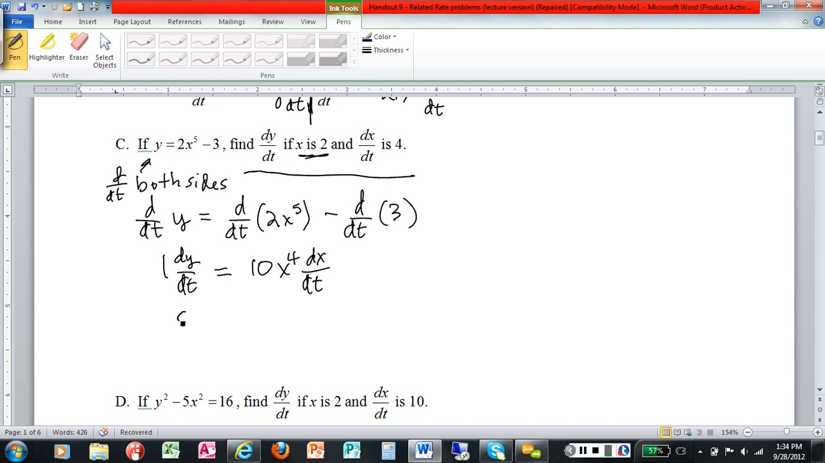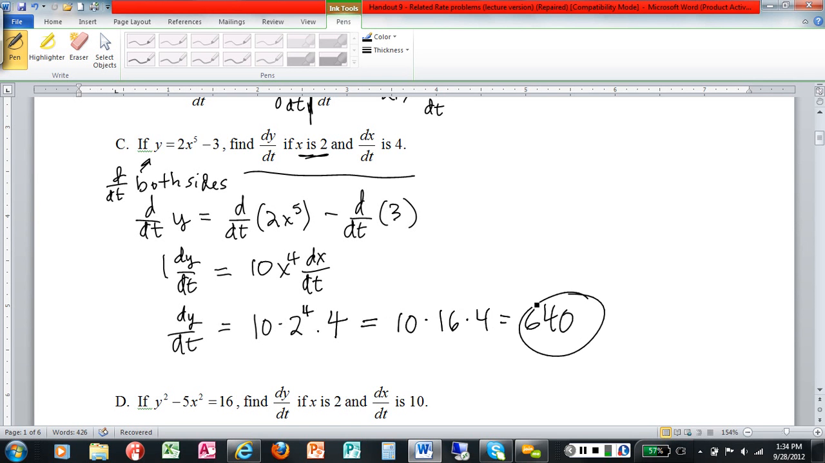Here's dy/dt. I can just say this is dy/dt equals 10. I know x. I'm plugging in x to be 2. So it'll be 2 to the fourth. I know dx/dt is 4. So I can just plug those in. dy/dt turns out to be 10 times 16 times 4. Is that 640? dy/dt is 640. So yeah, we're looking for numbers now, quantities. And we'll see what those mean in the context of some problems later on.